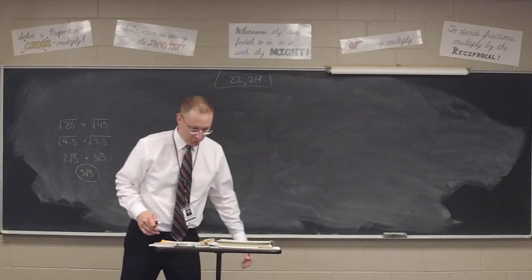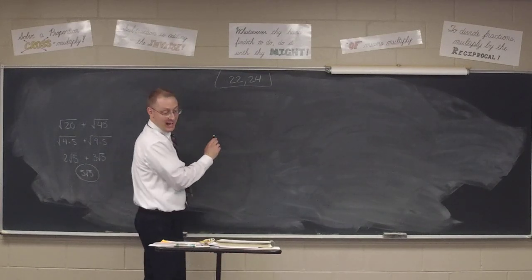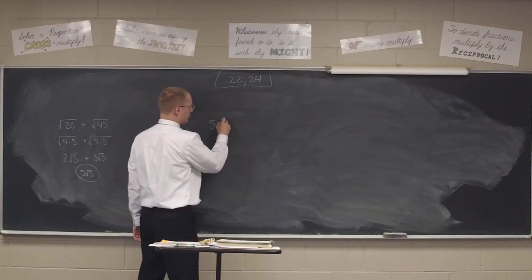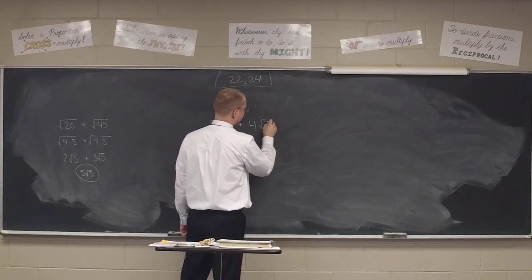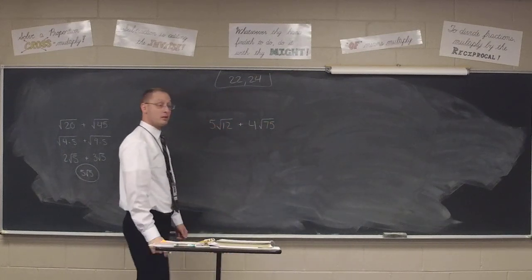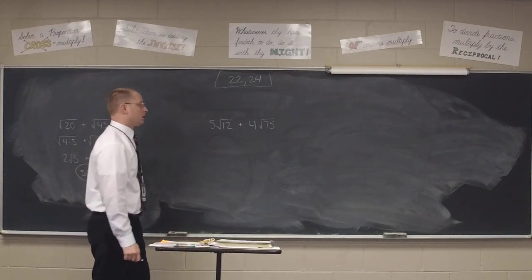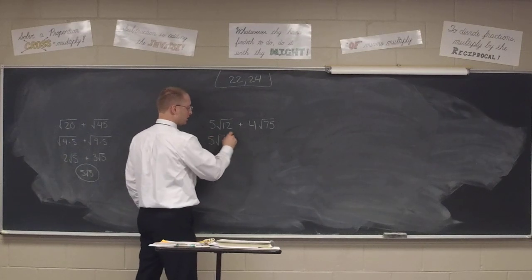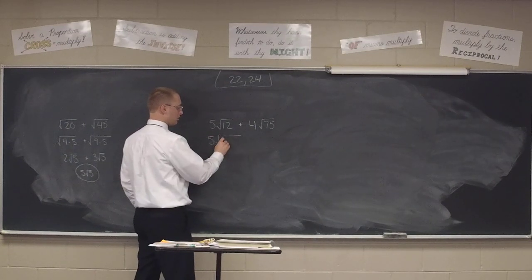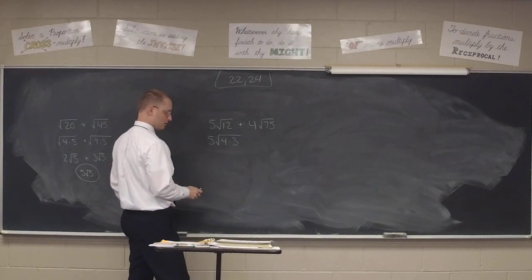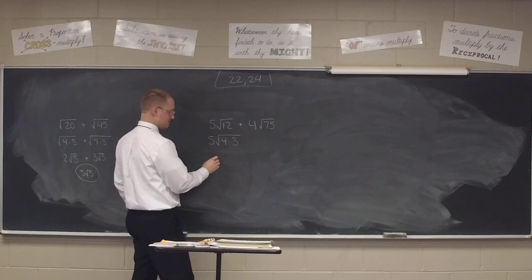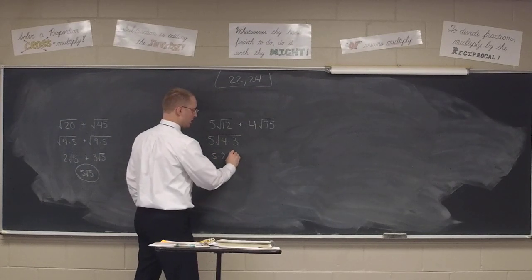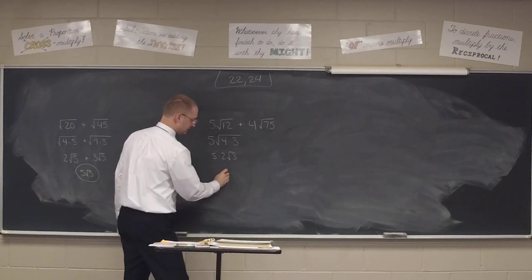All right. Let's take a look at number 24. We did not do this one earlier in the hour. We have 5 times the square root of 12 plus 4 times the square root of 75. Lana, start us off. 12 factors into 4 times 3, so 5 times the square root of 4 times 3. And then the 4 comes out, it's 5 times 2 times the square root of 3. So you get 10 times the square root of 3.